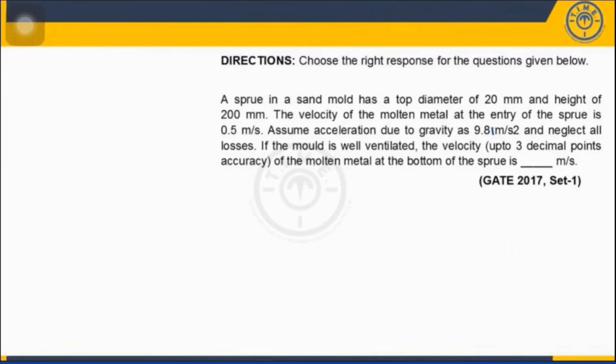Same type of question I have discussed. Try to solve this problem. Okay, I will explain the problem. A sprue in a sand mold has a top diameter of 20 mm and height is 200 mm. Okay, you know what is a sprue.